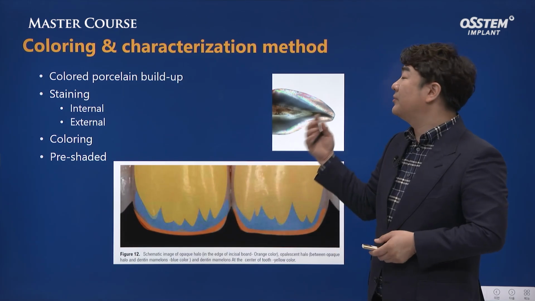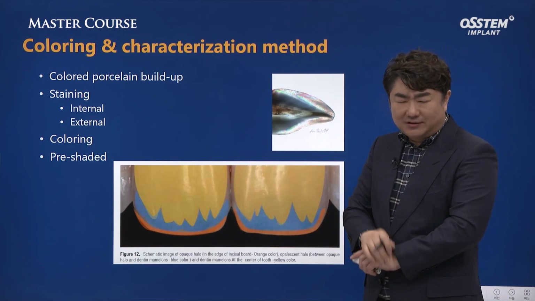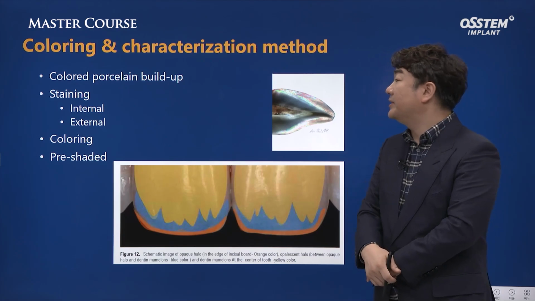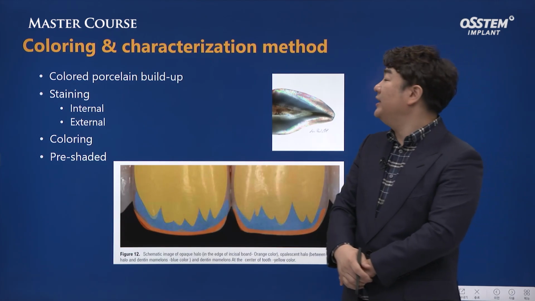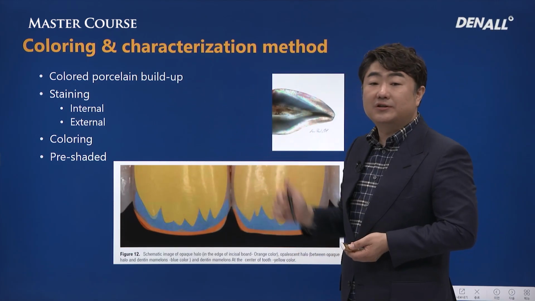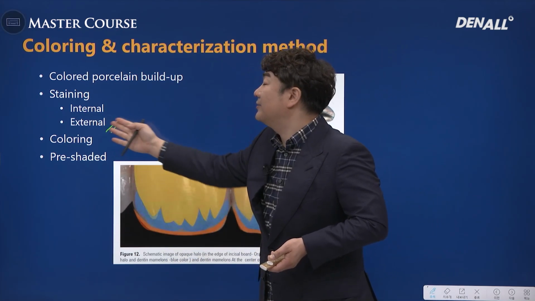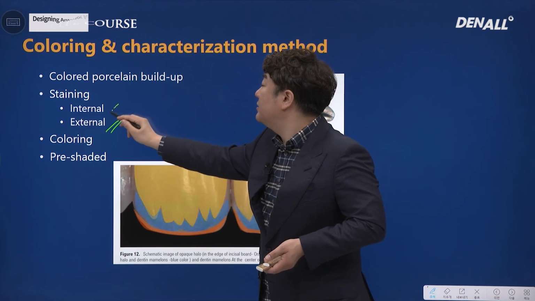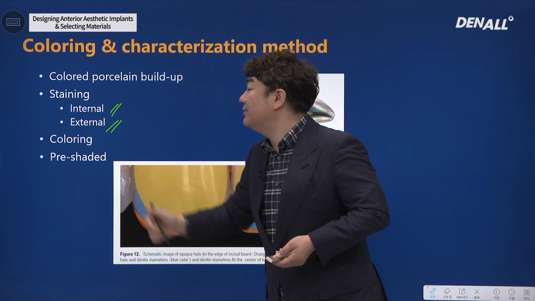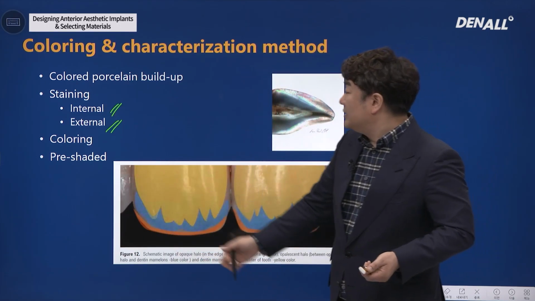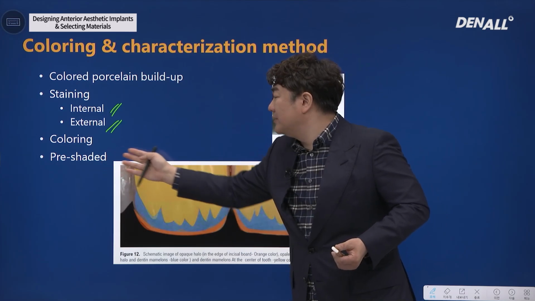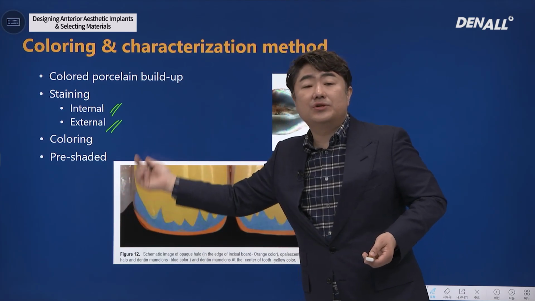However, it's highly technique sensitive and labor intensive, so there is growing dependency in coloring and staining. What we know as staining is external staining, and internal staining is done by applying powder during buildup. Now, there's an increasing trend in using pre-shaded zirconia blocks.